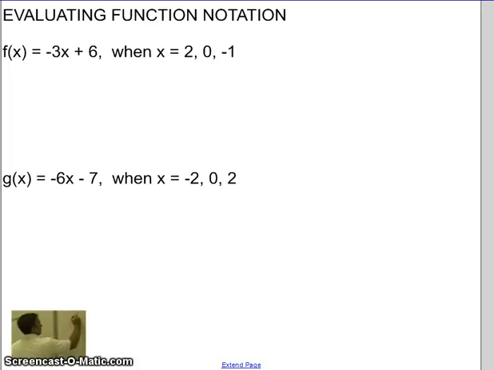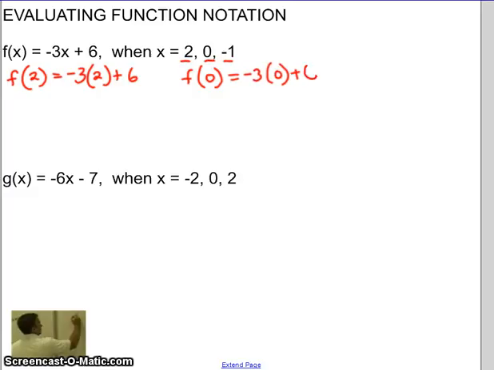Alright, let's look at another example. We're going to plug in 3 values of x for our function here. We have f of x equals negative 3x plus 6, and we're going to evaluate it when x equals 2, 0, and negative 1. So what we're going to do is plug in 2 into our function. We're going to plug in 0 into our function and evaluate it. And we're going to plug in negative 1 into our function and evaluate it.